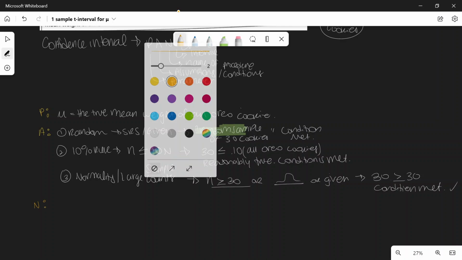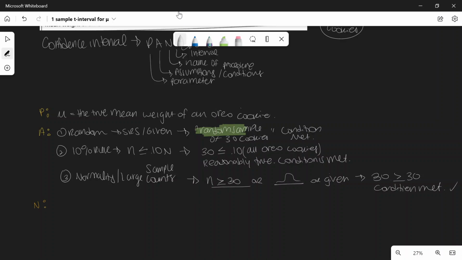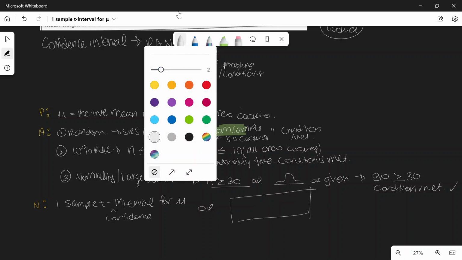So n is the name of the procedure, and the name of the procedure, we already know it's a one sample t interval for mu. You can also say confidence interval for mu, but that's a given. So that's that. Oh, I forgot in the other video to mention the other way you could do this. Maybe if I just leave a box here, I'll remember. But that has to do with the next part.